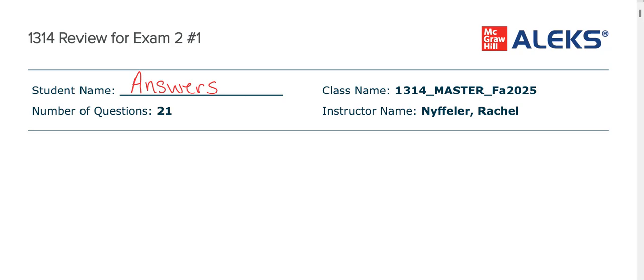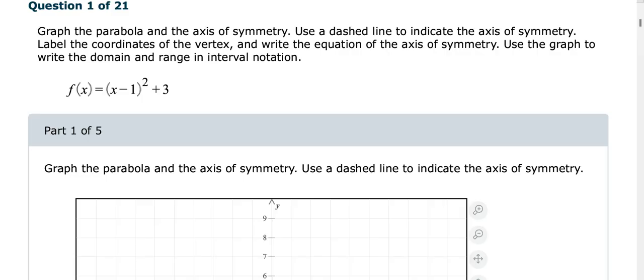Okay, let's go look at the review for exam 2. Question 1 says to graph the parabola and the axis of symmetry. Use the dashed line to indicate the axis of symmetry. Label the coordinates of the vertex and write the equation of the axis of symmetry. Use the graph to write the domain and range in interval notation.